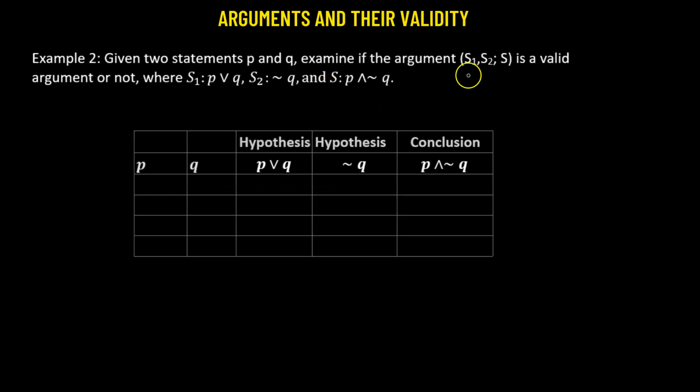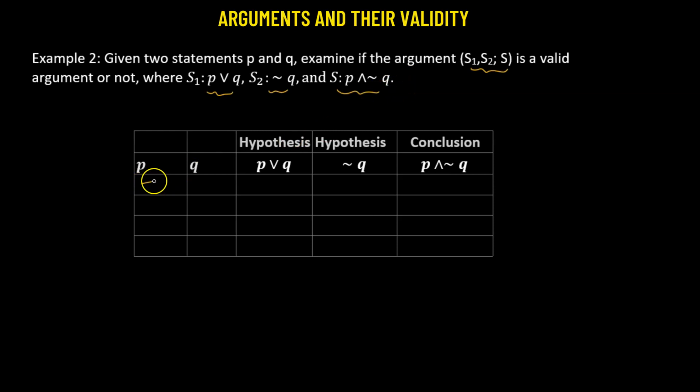So again, here we have two hypotheses. The first hypothesis is given by P or Q and the second hypothesis is given by not Q, the negation of Q. So using these two hypotheses, we need to check whether the conclusion P and not Q is a valid argument or not.